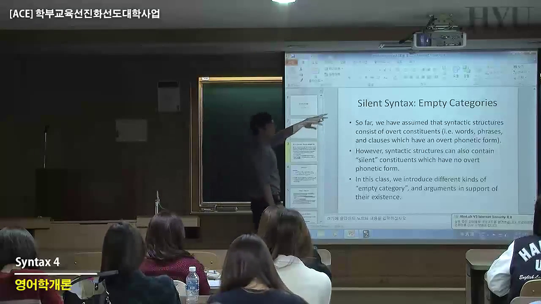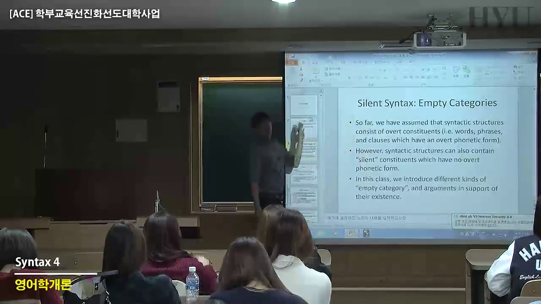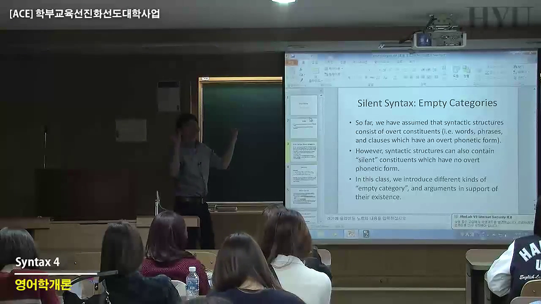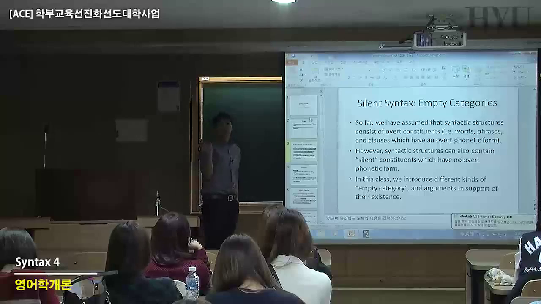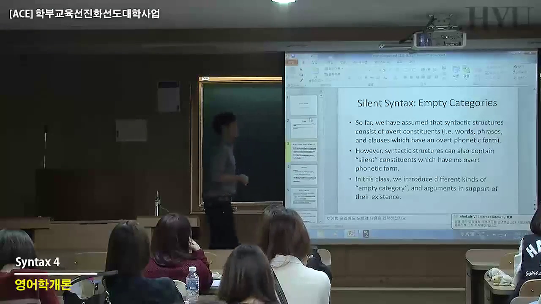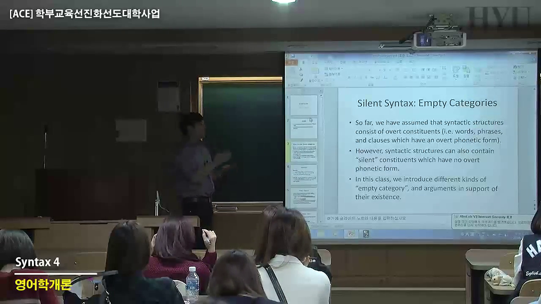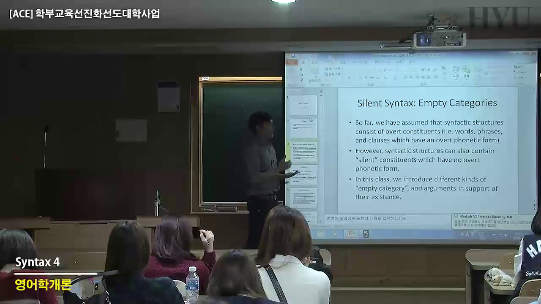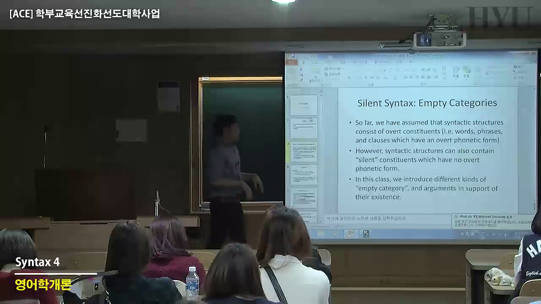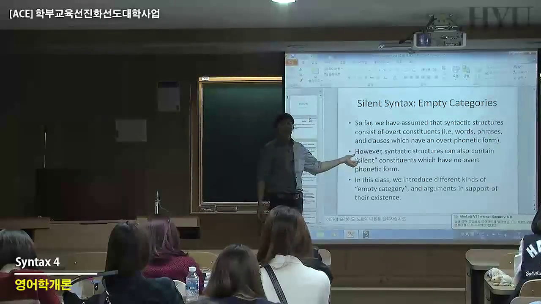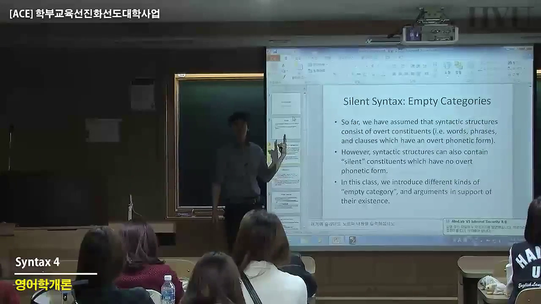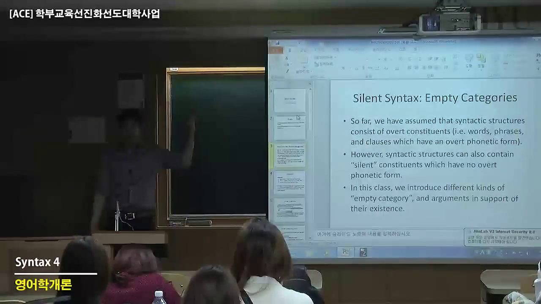Now, silent syntax or empty categories, I will use the two terms interchangeably. Silent syntax is covert elements, same thing as empty categories, okay? So categories that you don't see, okay? So far we have assumed that syntactic structure consists of overt constituents, so things that we can see, right? Words, phrases, and clauses which have overt phonetic form, meaning things that we can see, things that we hear, people pronounce, right? But there are also what we call silent constituents or empty categories too. And we'll just introduce two kinds of empty categories in this class, the pro and the trace. So two kinds, okay?